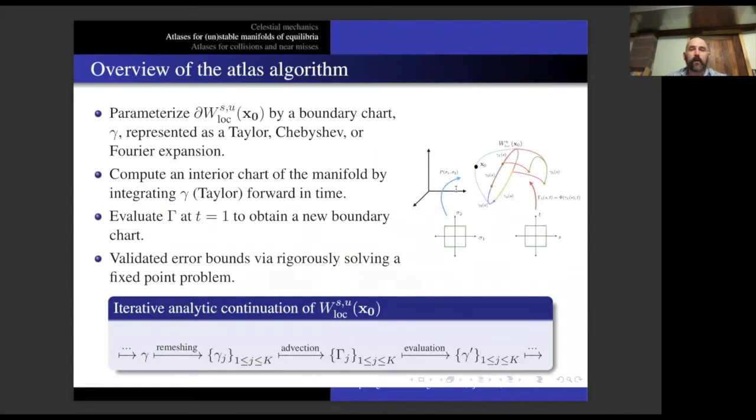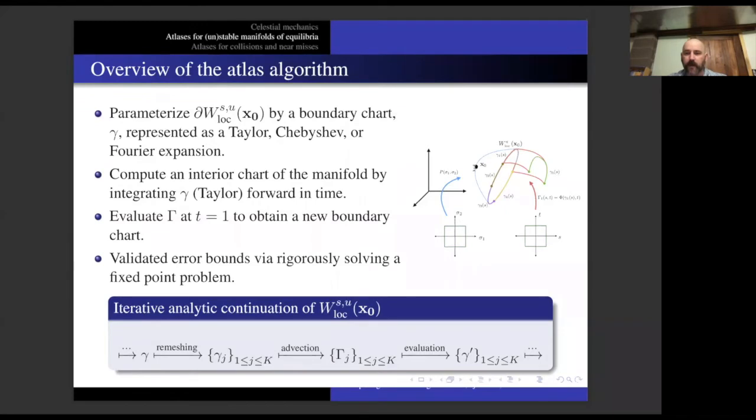And we call this whole thing the Atlas algorithm, because I don't have a better name for it than that. The idea is to compute a global manifold as a big atlas of local charts. So we grow it piece by piece. And so that's kind of this procedure here.